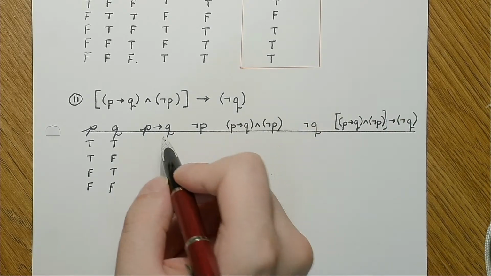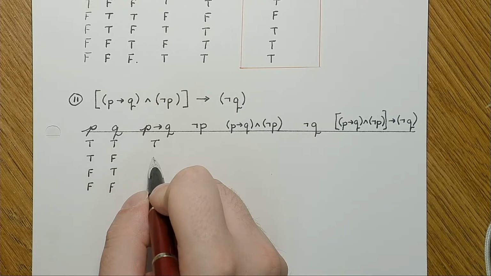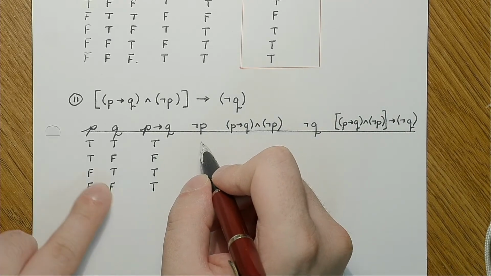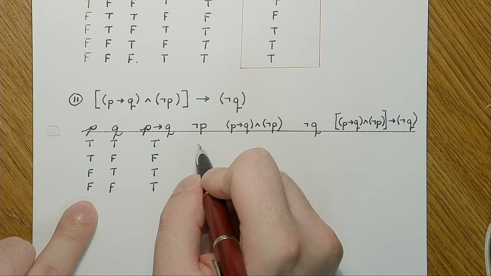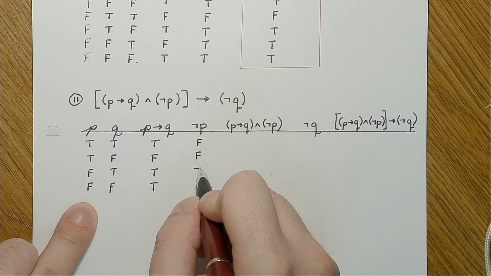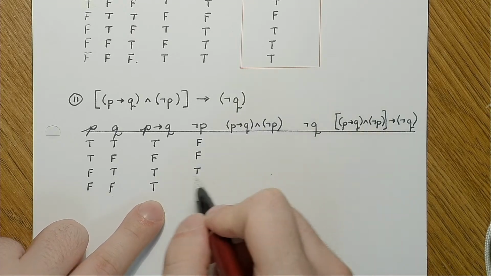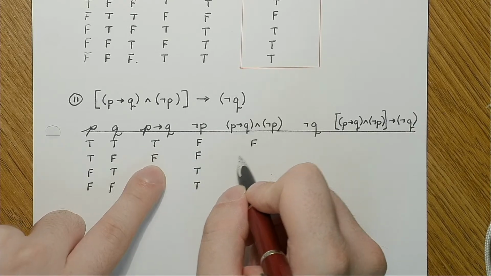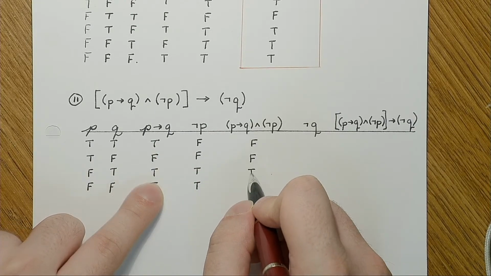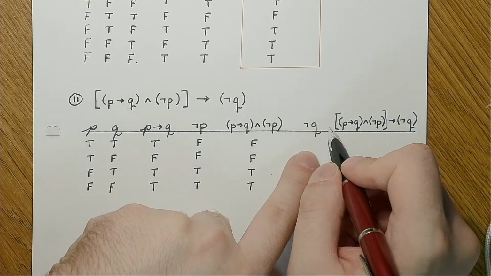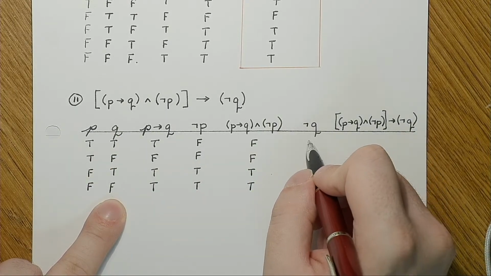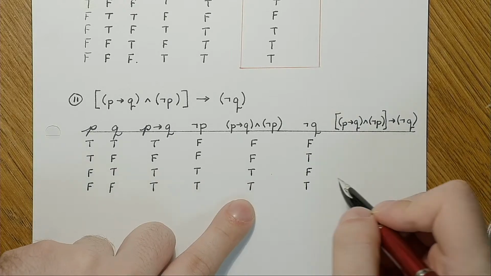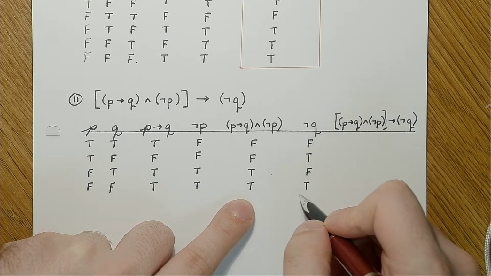Right, so with the implication, we had true, false, true, true. And with the negation, we just flip it. So I'm flipping the P, so I have false, false, true, true. And now I'm using these two columns to do the and. So that's false. Okay, I have the negation for this one, so I'm just flipping the values on this column. And then lastly, I apply the implication.